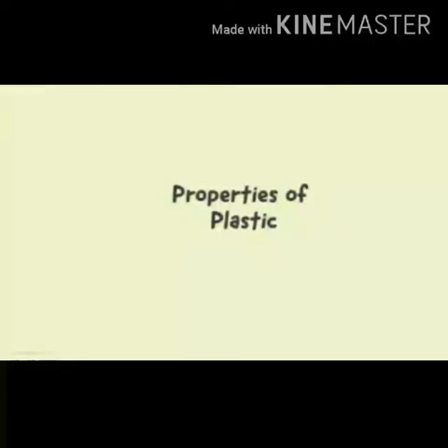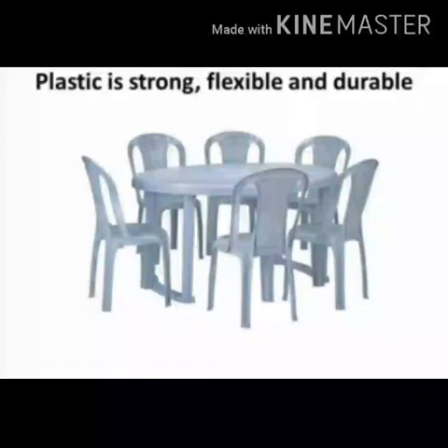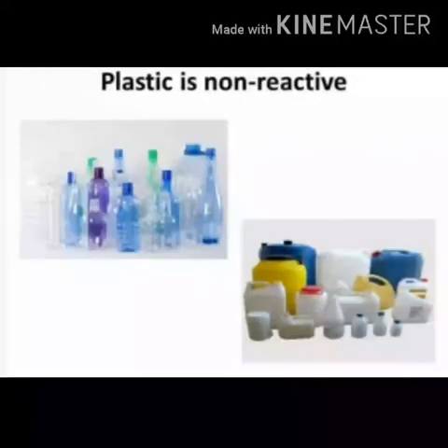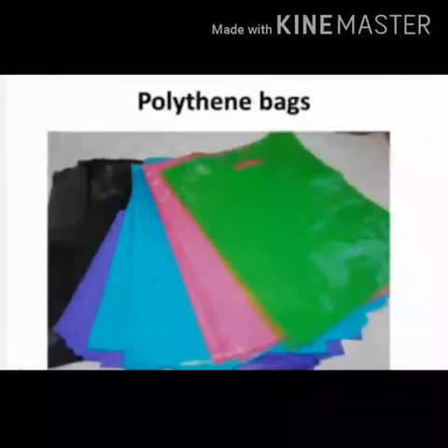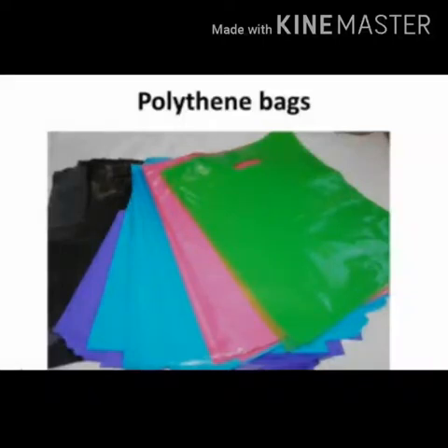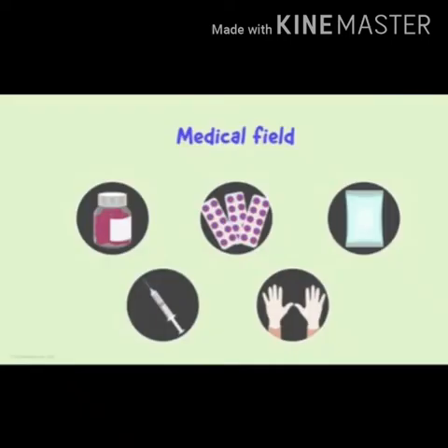Properties of plastic: plastic is strong, flexible and durable, so it is used in furniture. Plastic is non-reactive with chemicals, so it is used for containers and bottles for chemicals. It is lightweight, so we use it as polythene bags. And plastics are non-reactive, so they are also used in the medical field, for gloves and syringes.